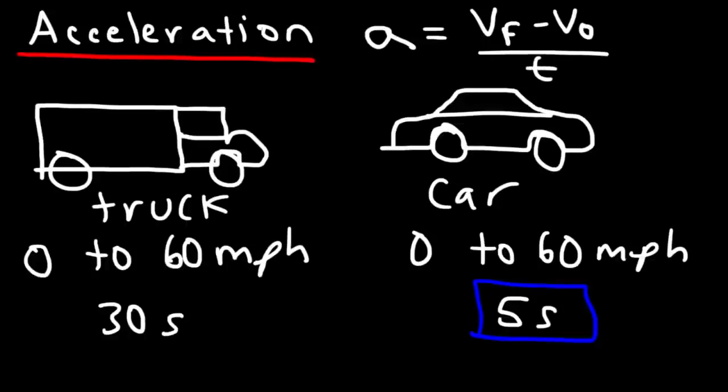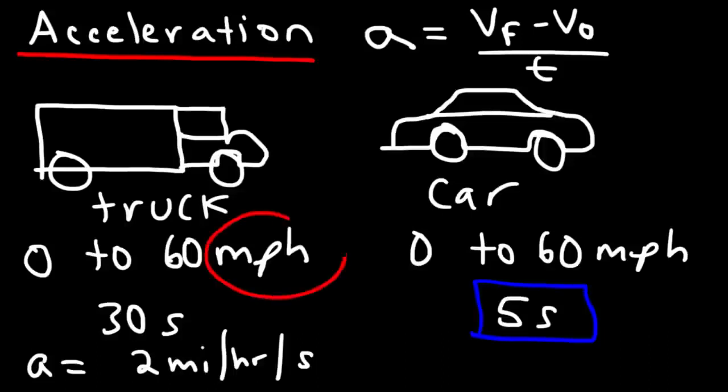So to calculate the acceleration of the truck, notice that the change in velocity is 60. 60 minus 0 is 60, divided by the time, which is 30. So 60 divided by 30 is 2. So the acceleration of this truck is 2 miles per hour per second, because we divided miles per hour by seconds. So it's miles per hour per second.